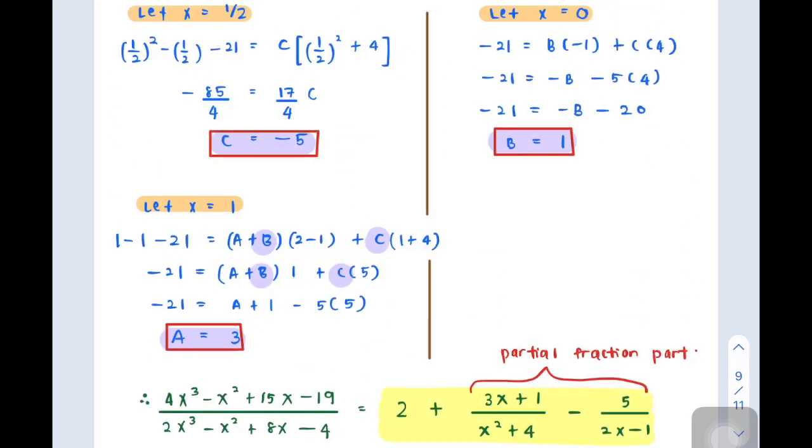You can also use the technique of compare coefficient as an alternative solution. So that's all for partial fraction decomposition.